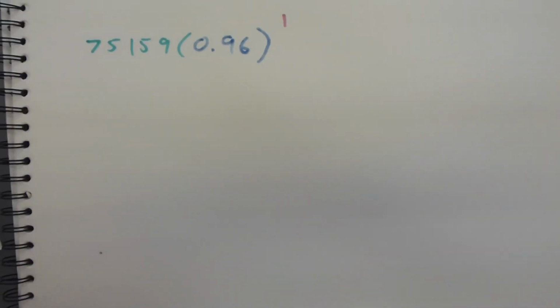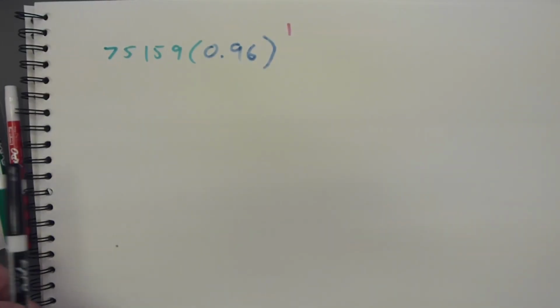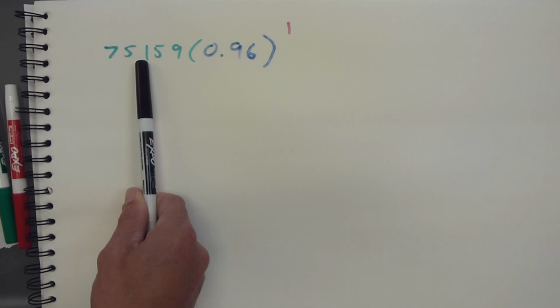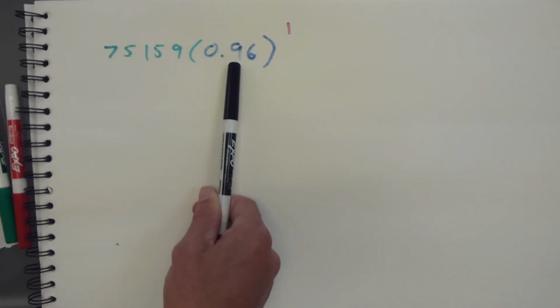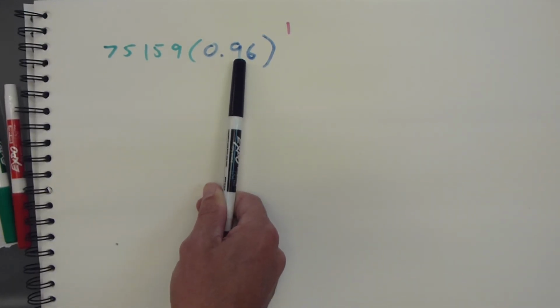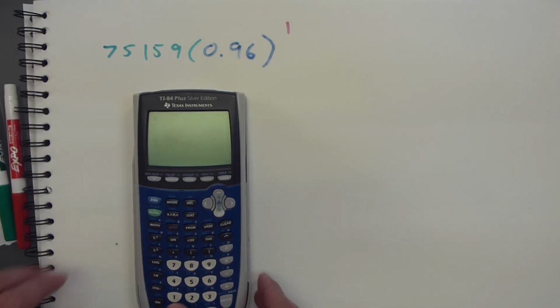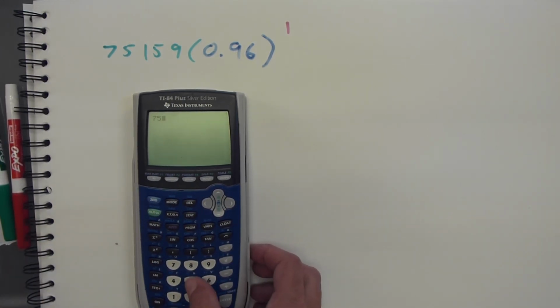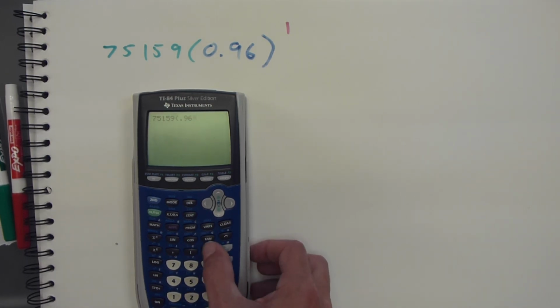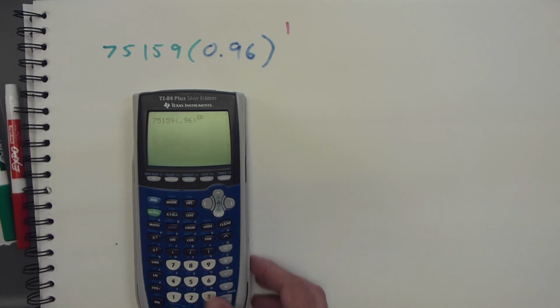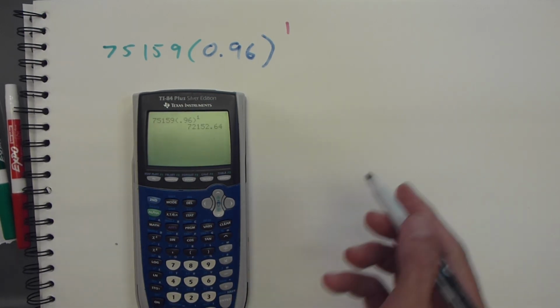And I'm going to back out a little bit. Hope we get our focus back. Okay. Good. So here's our initial, 75,159, and here's our rate of decay. So if I want the next year, which is 2022, I put 1 in, and we'll put that into the calculator. 75,159 times 0.96 to the power 1.